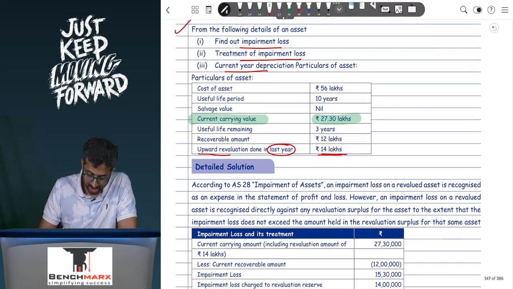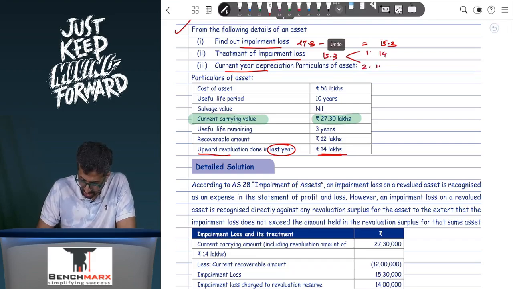So what do you have to find? Impairment loss, that is comparing the carrying value of 27.3 minus the recoverable value, which is 12, and hence 15.3 is the impairment loss. Treatment of the impairment loss: out of the 15.3, you will first take the balance against the revaluation reserve, which is 14, and the excess, if any, that is 1.3, will go to the P&L. 14 will be adjusted against the revaluation.